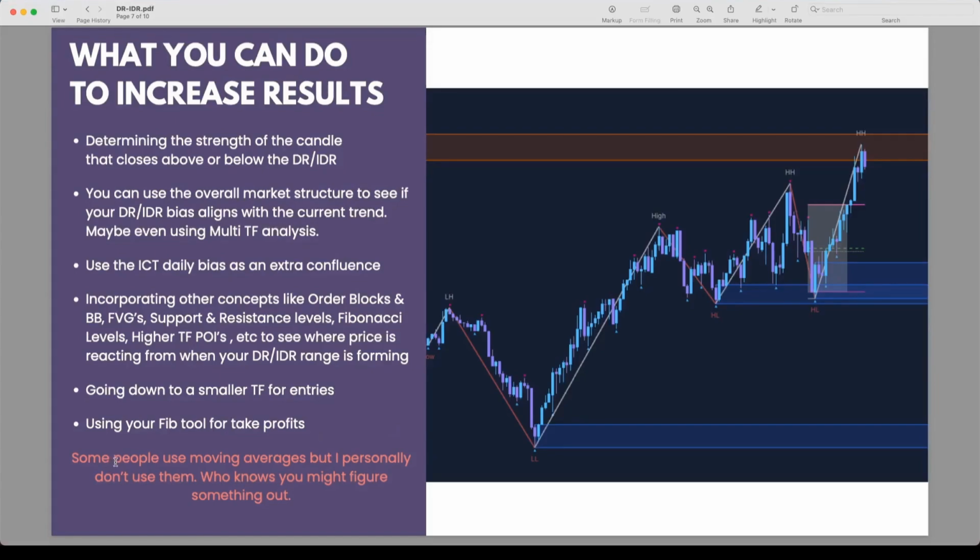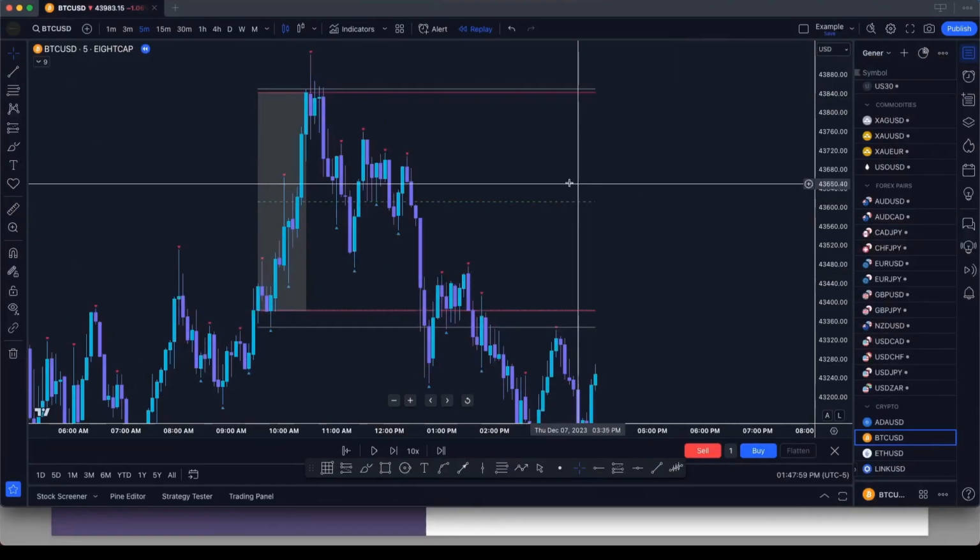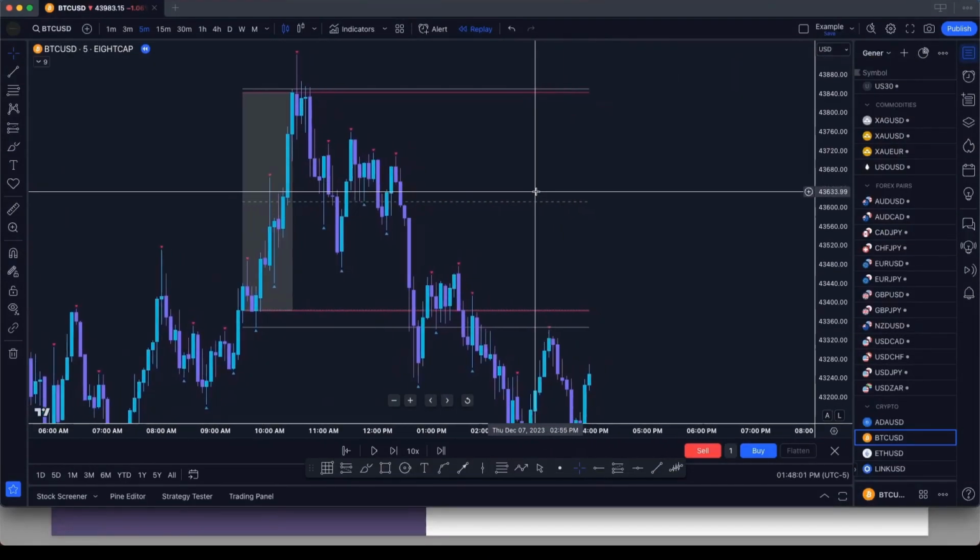Now, I know some people use moving averages when using this concept for overall market direction or even entries, but I personally don't use it. If you want to use it, you can go ahead. Maybe you might actually figure out a good method. So let's move on.